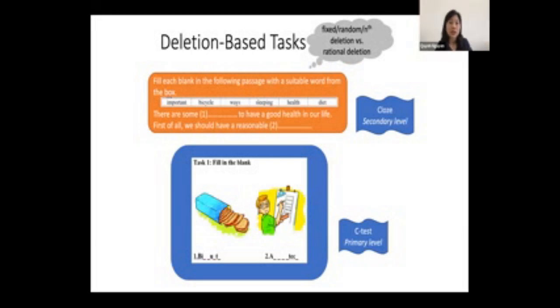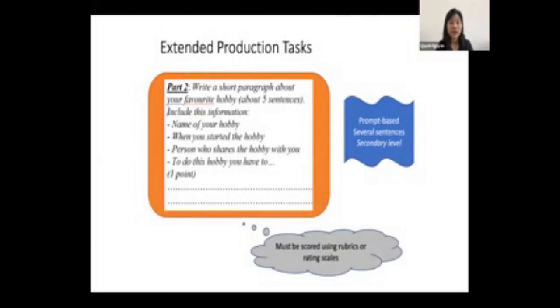So these are deletion based tasks. For the extended production task, mostly for the students to perform a wide range of competencies. And in this case, the example on the screen is called prompt based, when the students are asked to provide several sentences based on the questions, right? And these types of tasks must be scored using rubrics or rating scales.